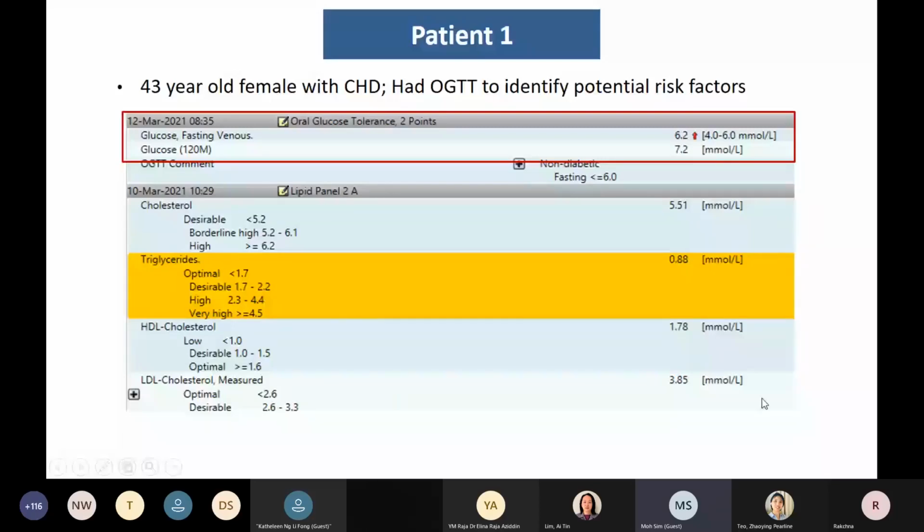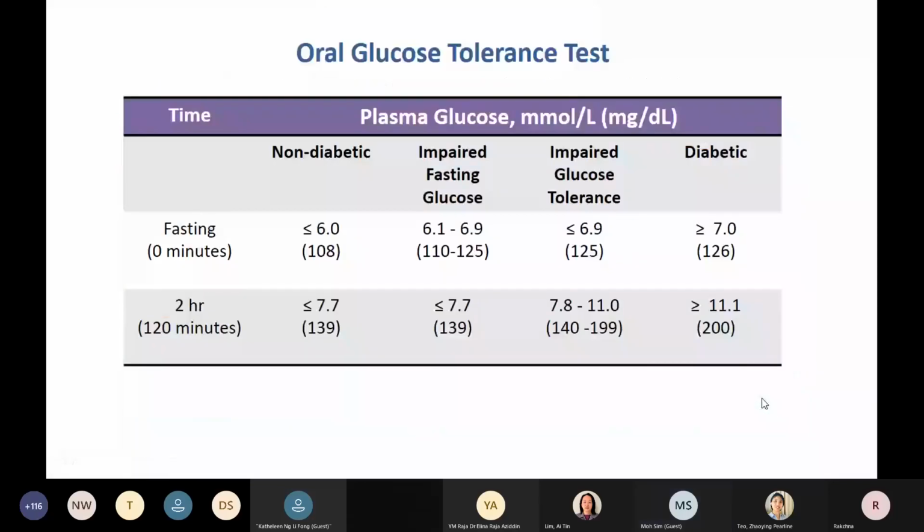So just as a recap, these are the cutoff values for glucose levels during an oral glucose tolerance test. A patient is deemed to be non-diabetic if the fasting glucose level is less than or equal to 6.0 millimoles per liter, and that is equivalent to 108 milligrams per deciliter, for those of you who use conventional units. A patient is deemed to be non-diabetic if his 2-hour plasma glucose level is less than or equal to 7.7 millimoles per liter, or 139 milligrams per deciliter.